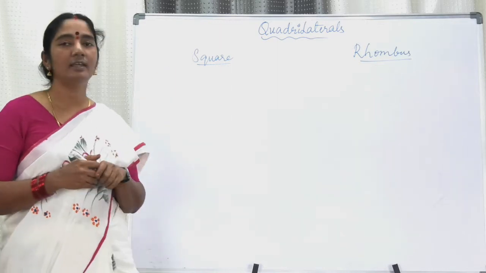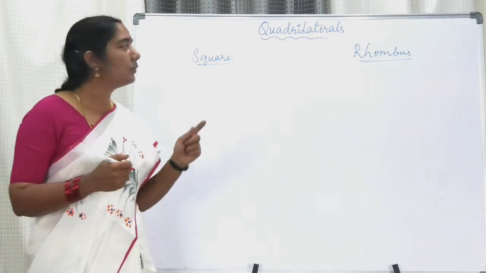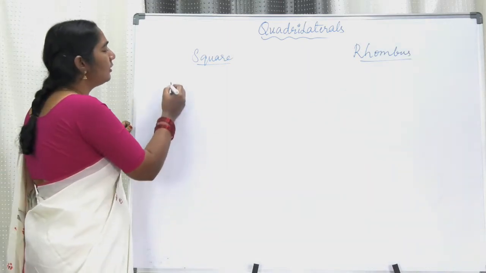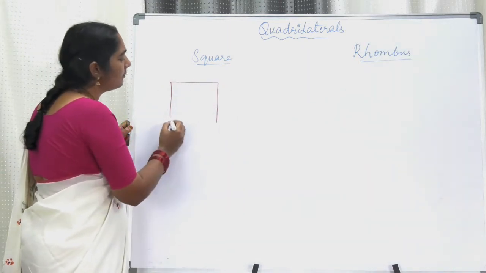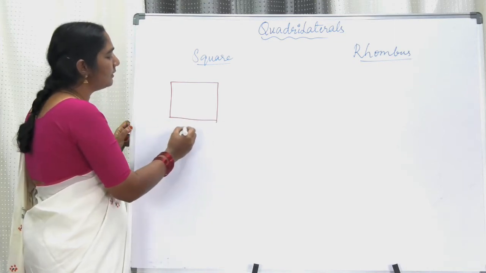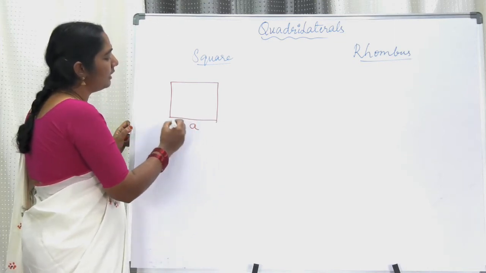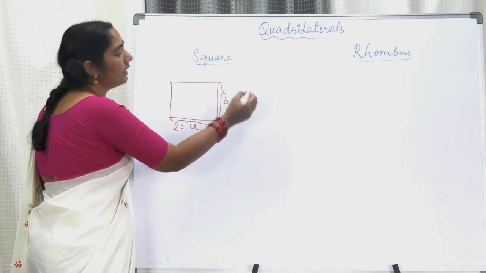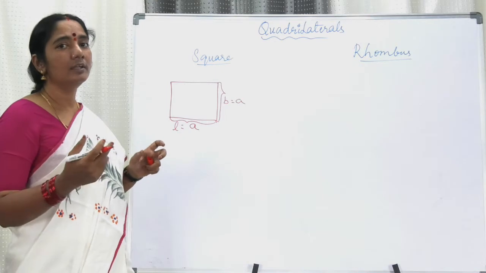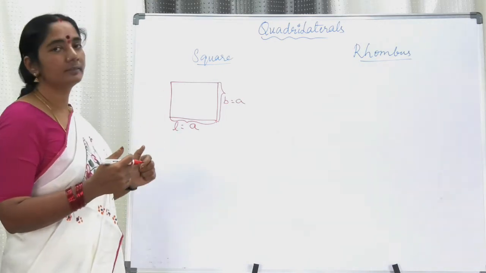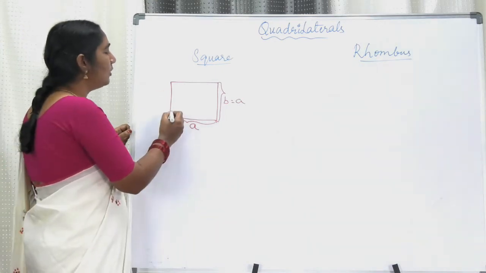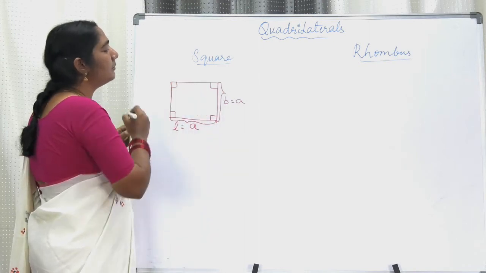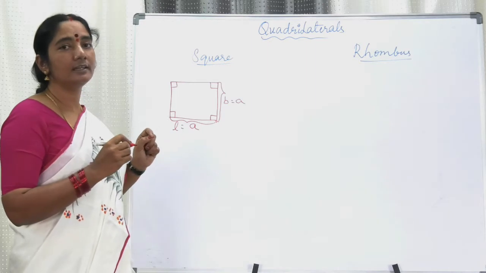Let us take one case, a square. Everybody knows about the square. A square is nothing but a closed figure where the length and breadth are equal, having the same length. Like the length is equal to A, and the breadth is also equal to A. So the length and breadth are equal. In such a case we call it a square. And one more thing, all the angles are 90 degrees. These are all 90 degrees. The condition number 2 is all angles are 90 degrees.